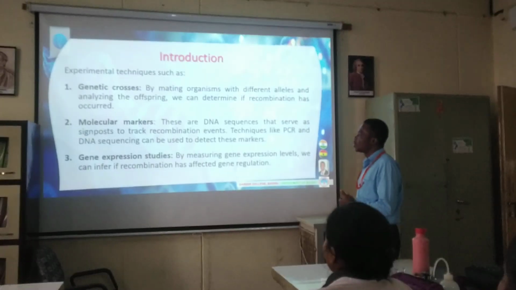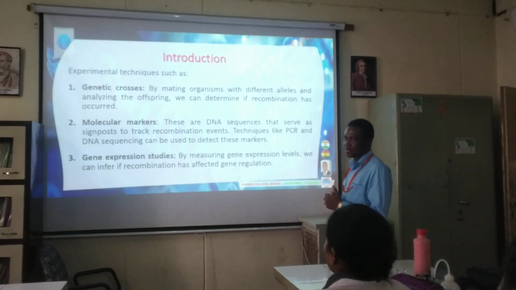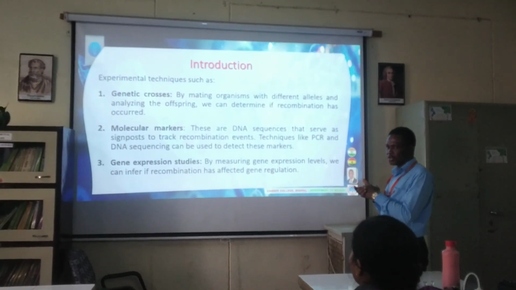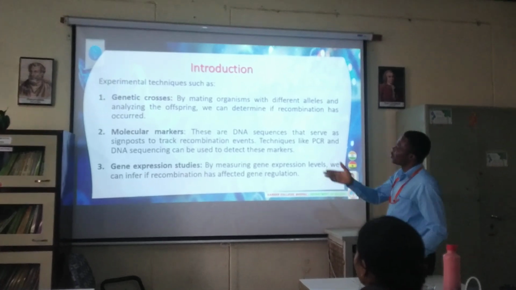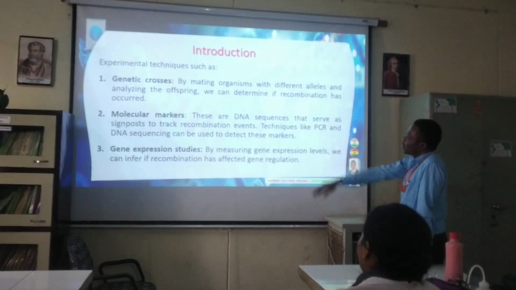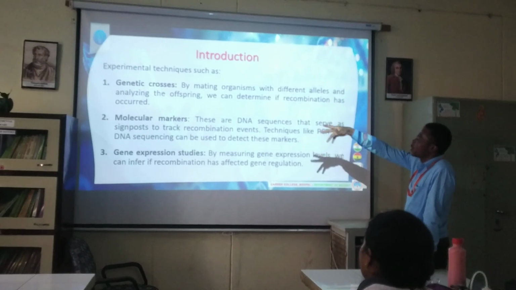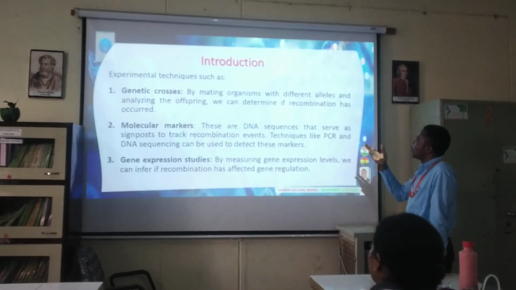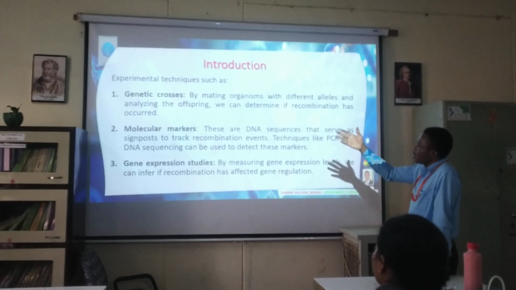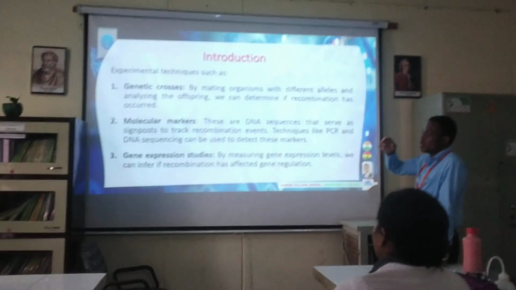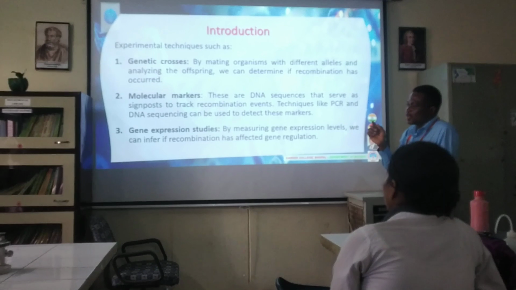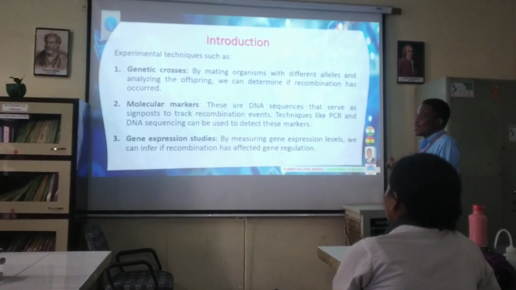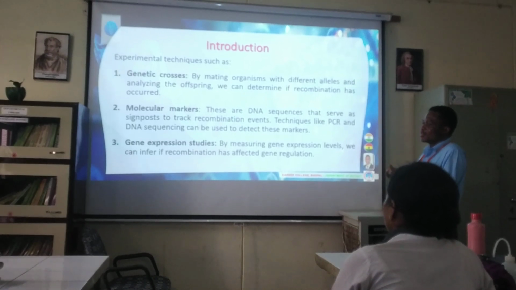And we also use molecular markers to track recombination routes in the genes. So when we come to the third one, after using these two processes, we look at how the genes are expressed. So that is how we can use any of these processes to target cis and trans recombination in genes. So next slide.